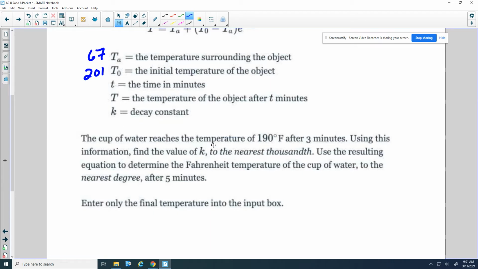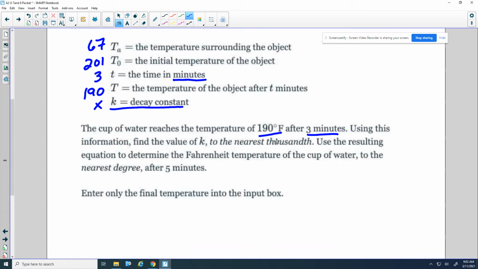Here, the cup of water reaches the temperature of 190 Fahrenheit after 3 minutes. We are told it already says minutes, so in this problem it's a little more specific. That's a 3. And then the 190 is the temperature of the object after t minutes. It's asking me to find the value of k to the nearest thousandth. So this is my decay constant, and this is what I'm going to put an x in for. That's what I'm trying to find. So we're going to set up our equation with that information.